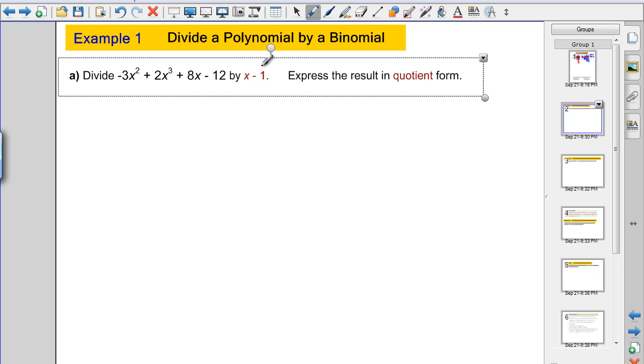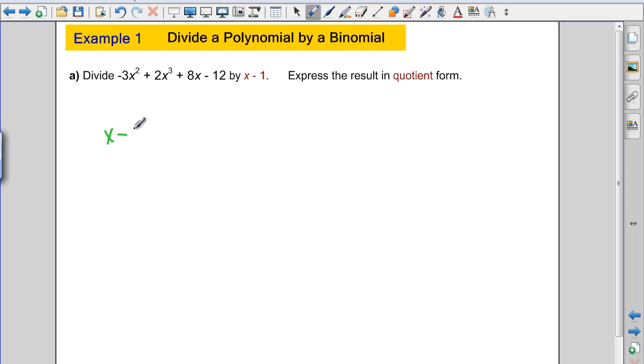This time we are taking x minus 1, which is our divisor, and we are dividing it into our dividend, which in this case is actually a cubic. Now, I don't really like how this is written. We always write our powers in descending order, so the first thing I'm going to do when I set up my division question is I'm going to rearrange this, and I'm going to place the exponents in descending order. We are now ready to continue the same way we did before.